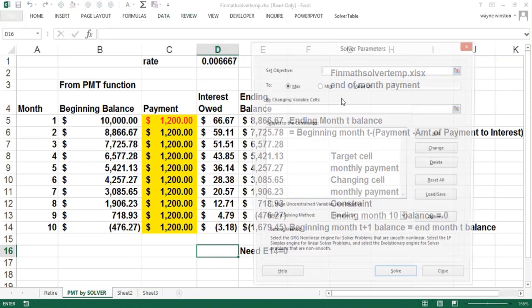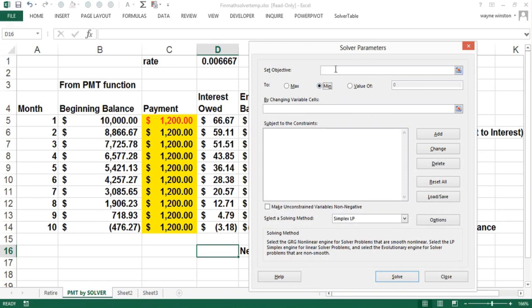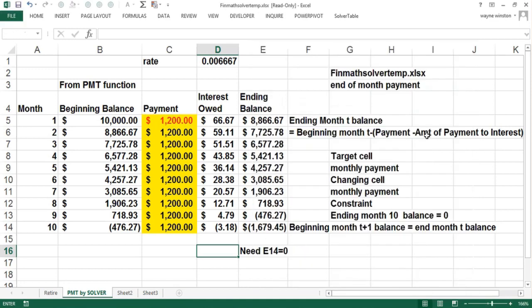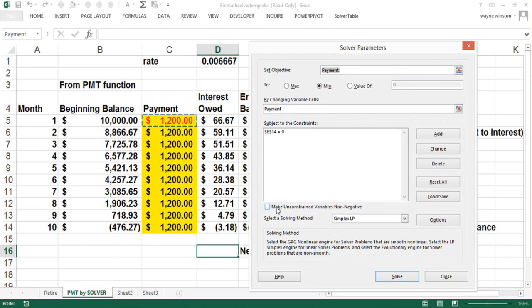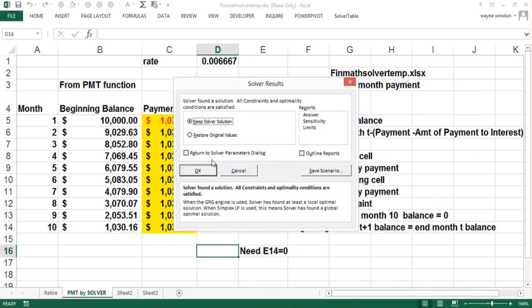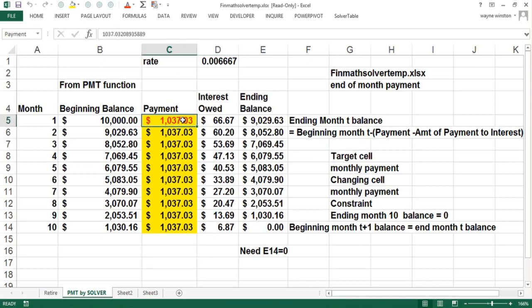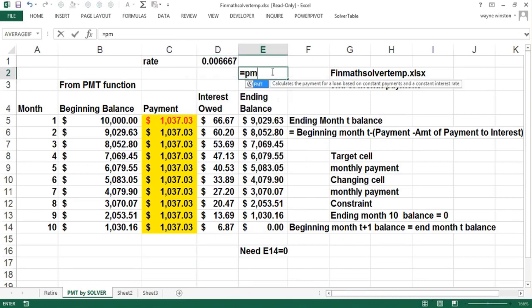So what we would do is minimize the monthly payment. We'll change the monthly payment, and we'll add a constraint that the ending balance equals 0 and the monthly payment must be non-negative. And we should get our friendly answer. There's our 1037.03. And if I try that PMT function, we know this, but let's try it. 0.08 divided by 12, we've got 10 months, present value is 10,000, no future value, end of month payments. We get the right answer.